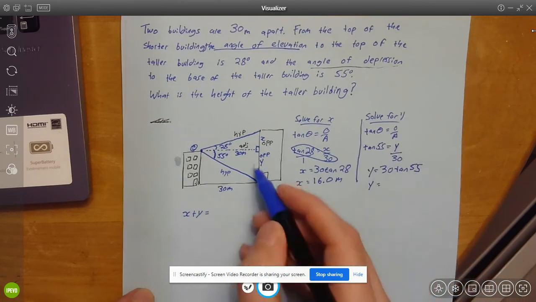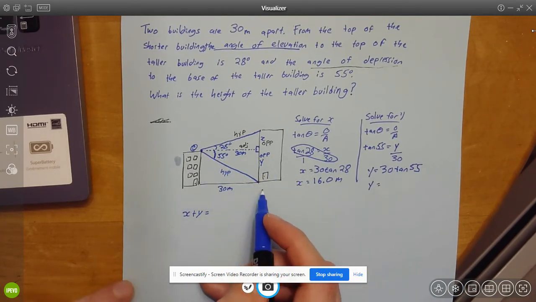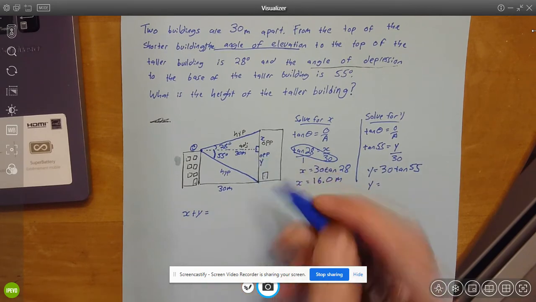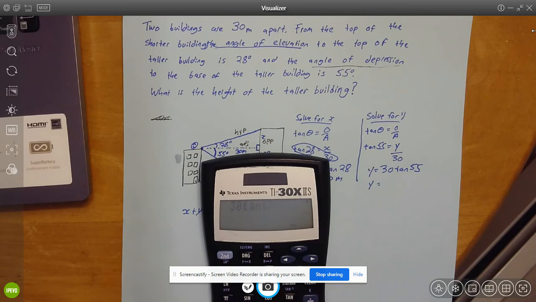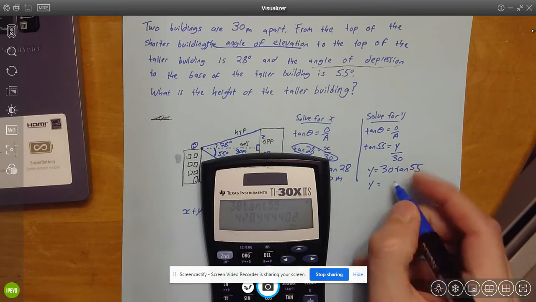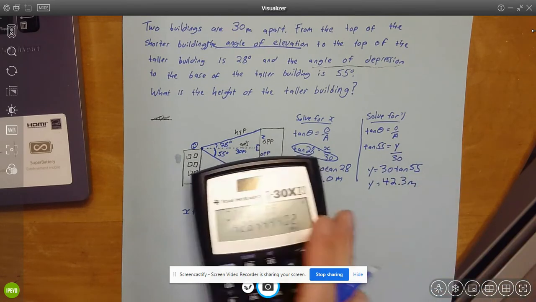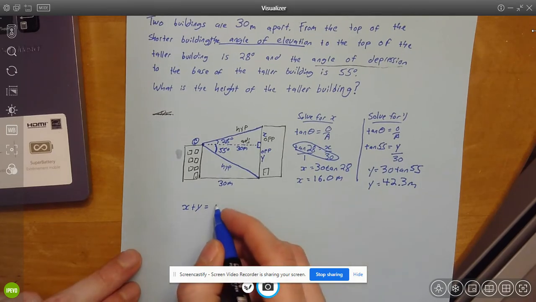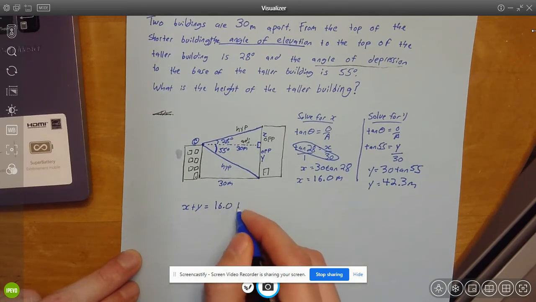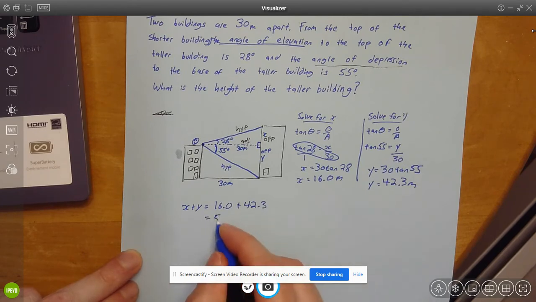We should expect that this length is going to be bigger because I had to rotate my eyesight more to reach the bottom, right? So this should be a longer distance. Hopefully it is when I punch into my calculator. I've got 30 multiplied by the tangent of 55 degrees. And sure enough, it's a little bit bigger. It's 42.3 meters. So I'm not yet done the problem. We wanted the entire height of this taller building, which is x plus y. So that's 16.0 plus 42.3. So overall, that taller building must be 58.3 meters.